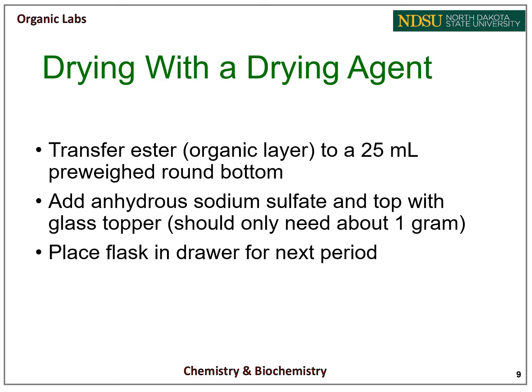Now that you have your crude ester, you will transfer it to a clean 25 milliliter round bottom. You will then add drying agent to the round bottom until the clumps stop forming. The drying agent will combine with the water present in solution to form a solid or gel-like substance. The drying agent we'll be using is anhydrous sodium sulfate. You will likely need about a gram of this.